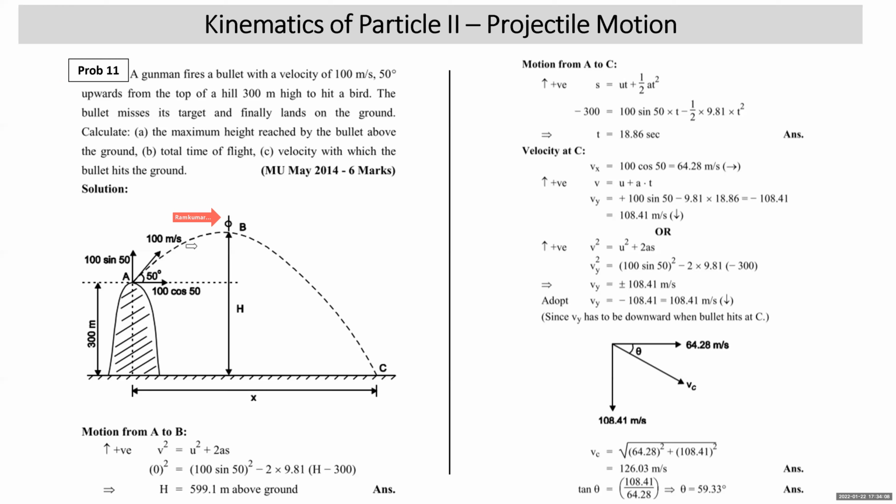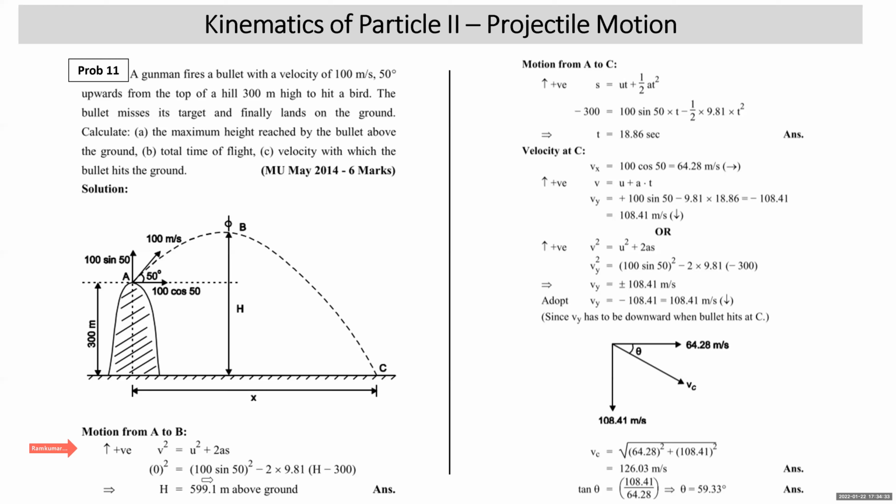Now we'll write the first equation of motion from A to B. I'll write vertical motion from A to B. He's asking maximum elevation from the ground, so I have shown it from the ground. It can be shown from A also, right? Now, vertical motion, A to B. V square is equal to U square plus 2S. Because V and S are into consideration, we know the vertical component velocity at B is 0.